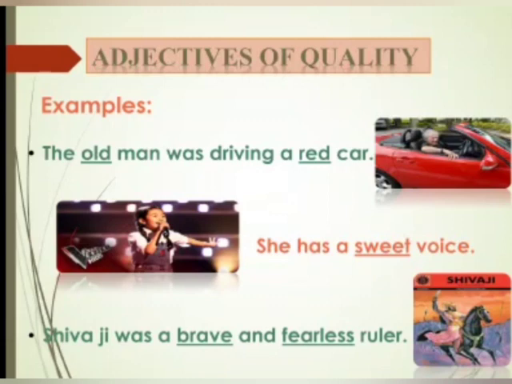And in number 3, Shivaji was a brave and fearless ruler. Brave and fearless are the adjectives used for the noun Shivaji. These adjectives are telling us something about Shivaji, or we can say they are describing Shivaji. So these are examples of adjective of quality.